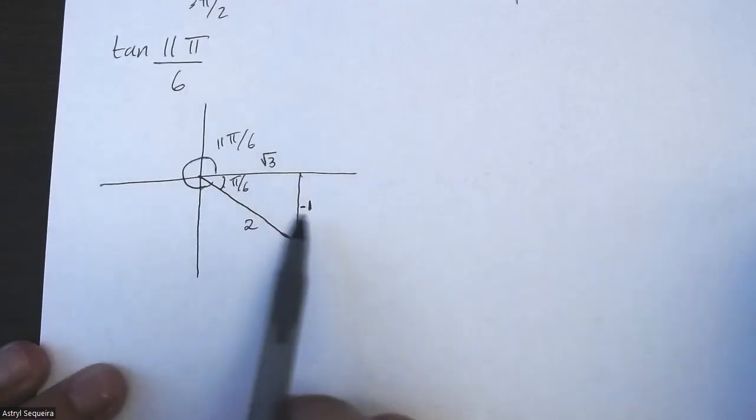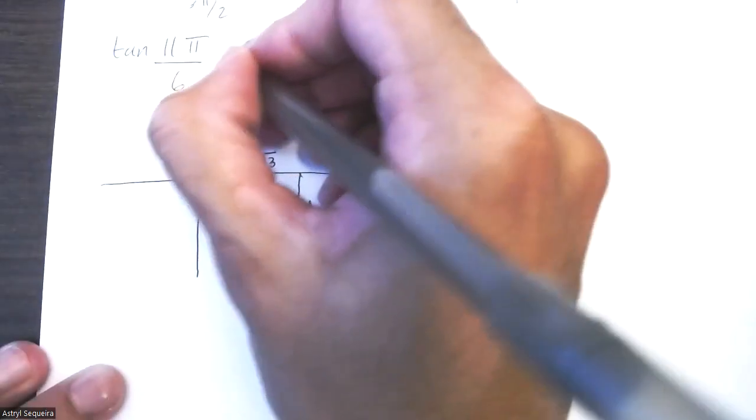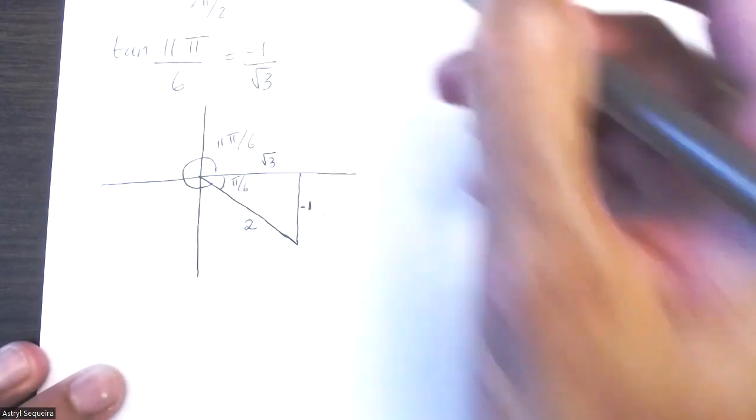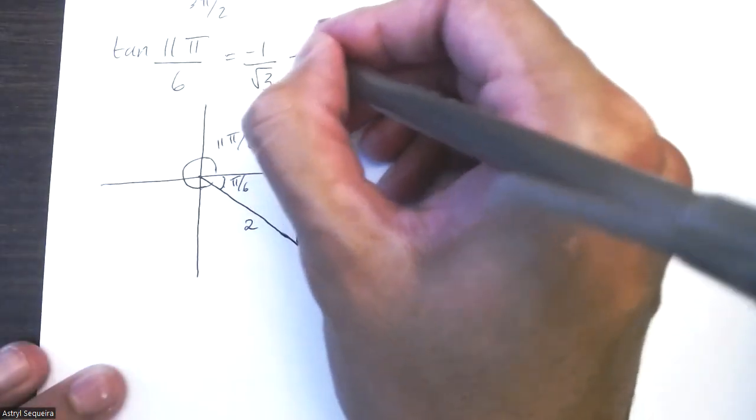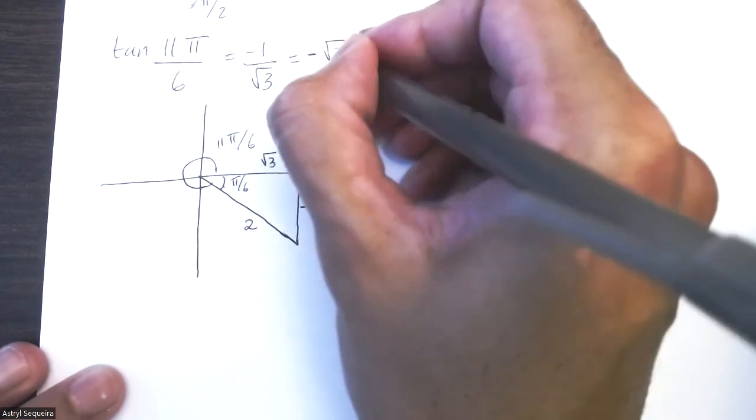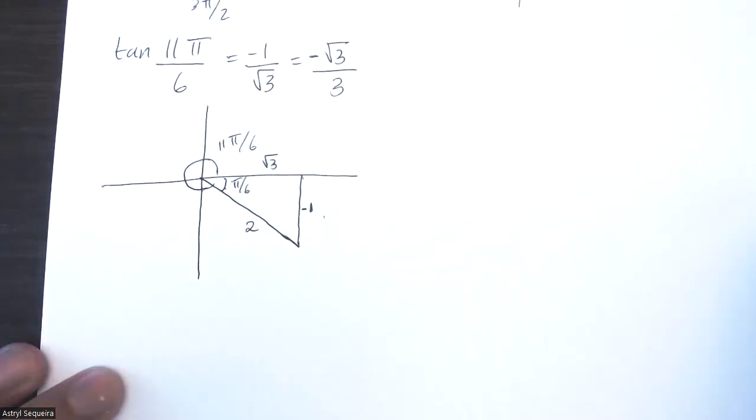The x value is positive, and the y value is negative because it's in the negative y quadrant. And tan is opposite over adjacent. So negative 1 over root 3. I'll multiply the top and bottom by root 3 to rationalize. So it's negative root 3 divided by 3.